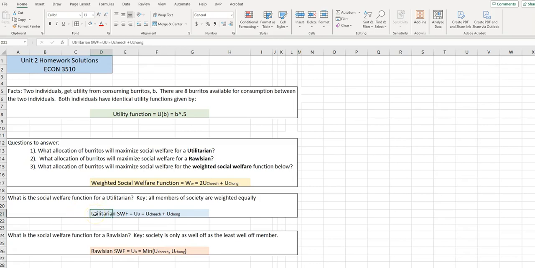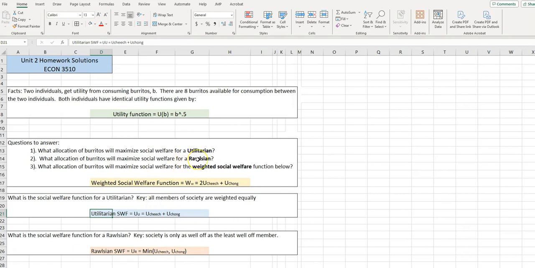So the utilitarian social welfare function is highlighted in blue here. SWF just stands for social welfare function, and I'm just using SWF sub U to represent that, where the U is for utilitarian. So the utilitarian social welfare function is adding up all of the individual members. So we're just taking the utility of Cheech and adding it to the utility of Chong.